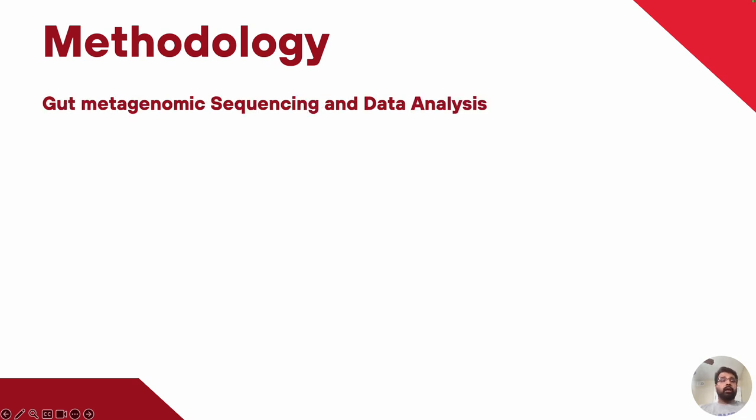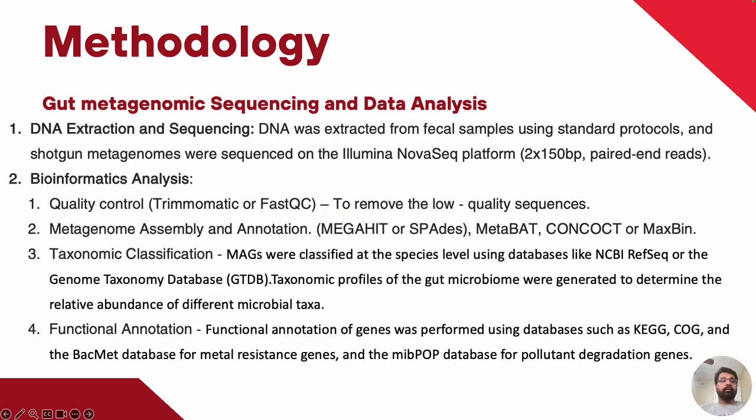The third one is the gut metagenomic sequencing and data analysis. That's a very, very extensive part. They collected a very large amount of data. So the first step was the DNA extraction and sequencing. They extracted DNA from the fecal sample using the standard protocol, and then the shotgun metagenomes were sequenced on the Illumina NovaSeq platform. And the second part is the data analysis.